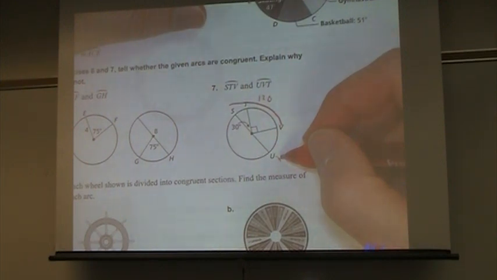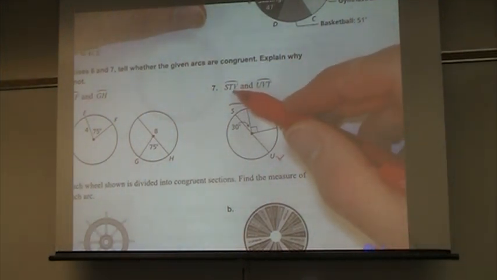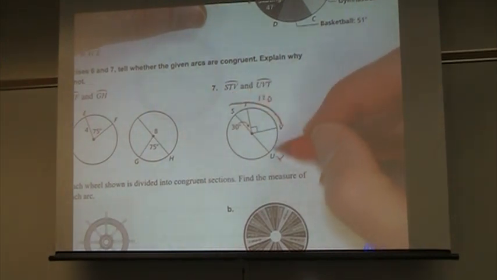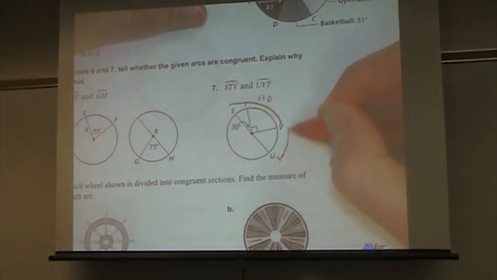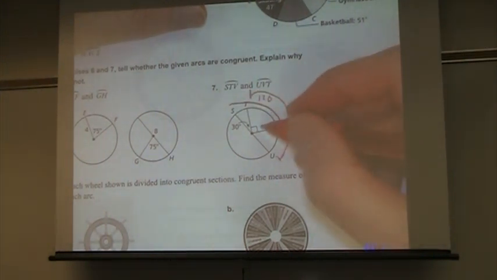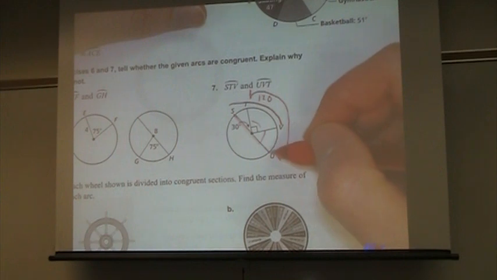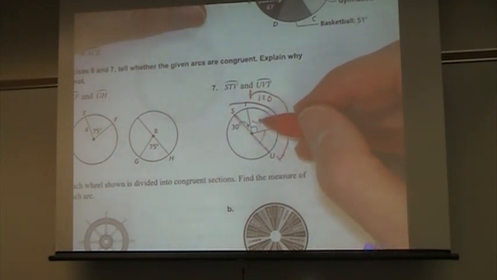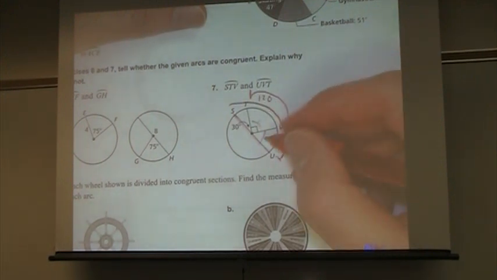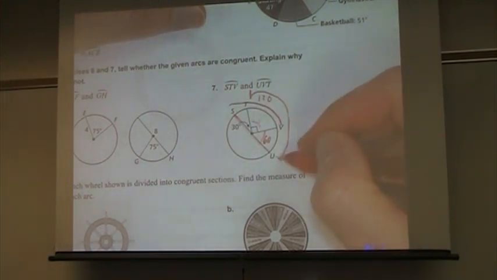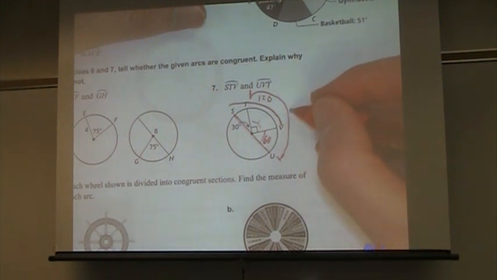I'm actually kind of surprised they wrote it like that because it should have just been SV. But whatever. UVT. How big is that guy going to be? Well, it's 90 plus this. Looks like that's a diameter. That means this is 180. We have a 30 and a 90. So we can go 30 plus 90 is 120. Subtract from 180 and we get 60 left over. So this UVT angle is 60 plus 90, which would be 150.